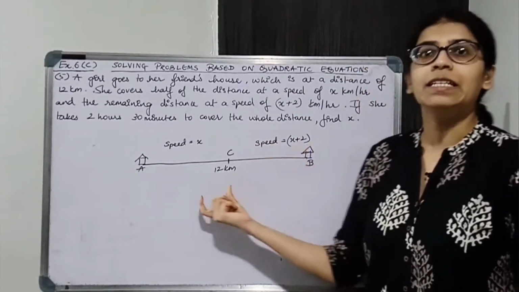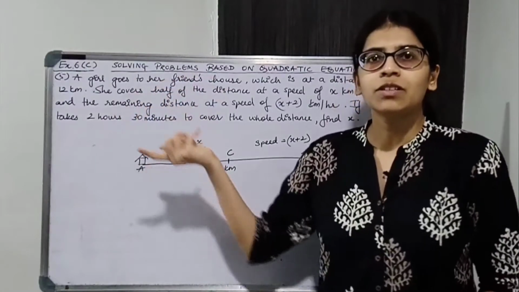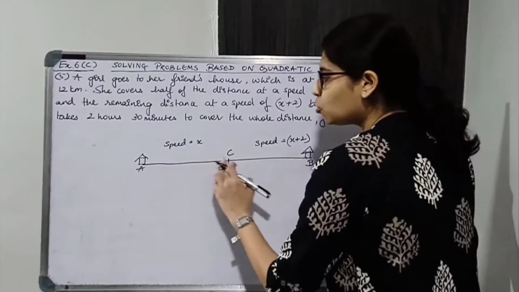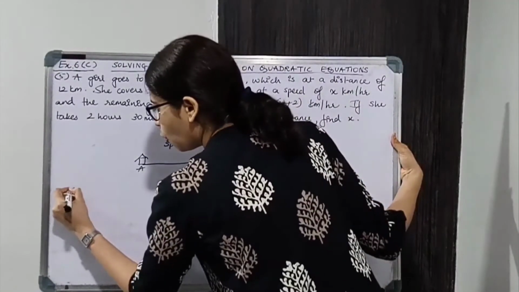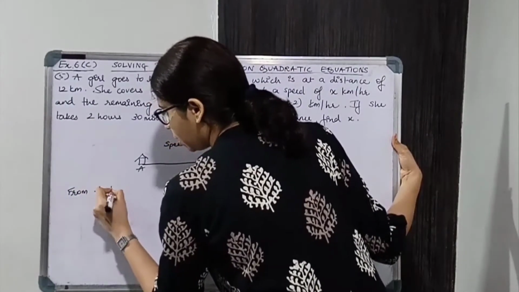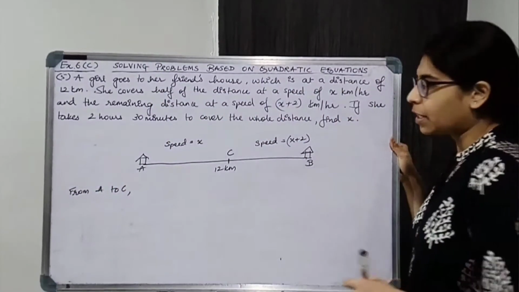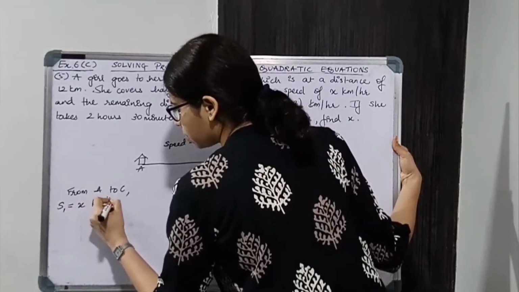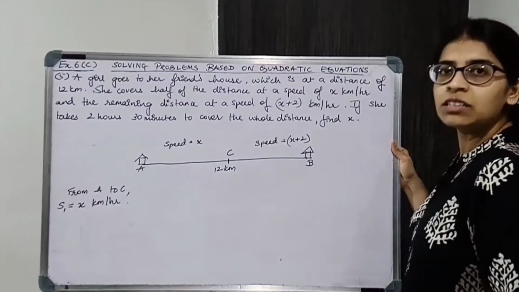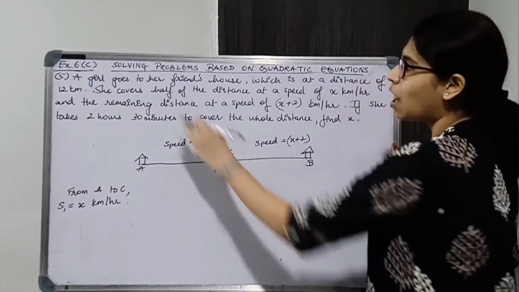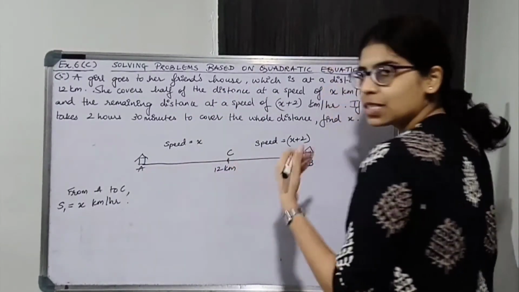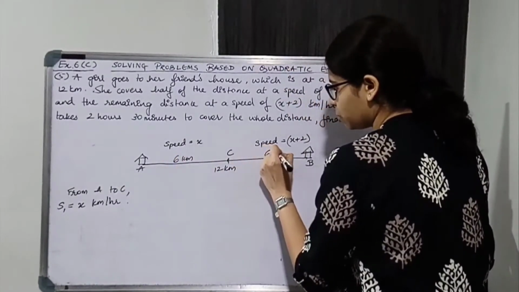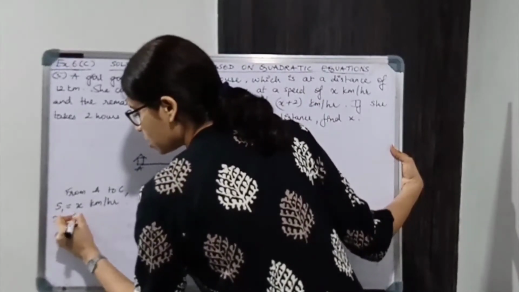Speed is given, distance is given, time is given. Use that same formula. Okay. So from A to C, the speed S1 is x km/h. Okay. Distance कितना हो जाएगा? C is midway, half of the distance. So A to C it is 6 kilometers, C to B it is 6 kilometers. So this is 6 kilometer, this is 6 kilometer. So distance is 6 kilometer.